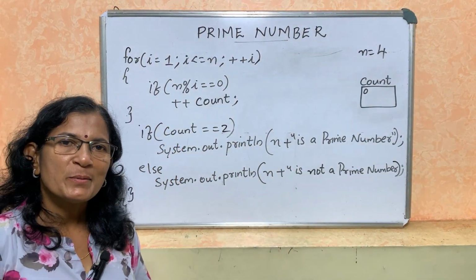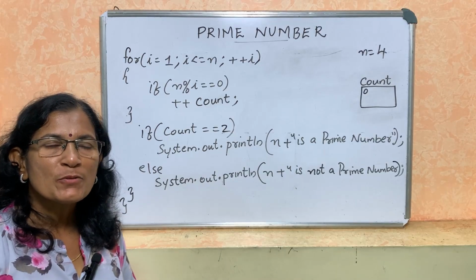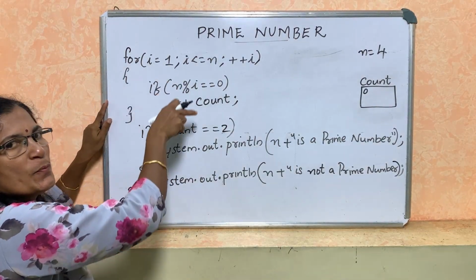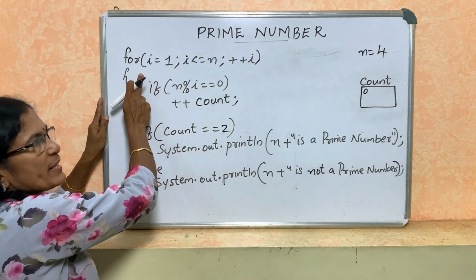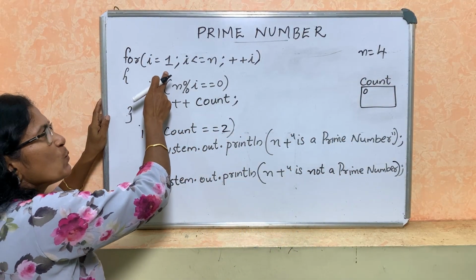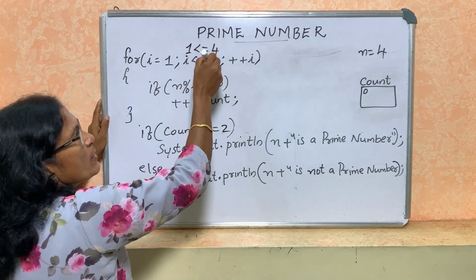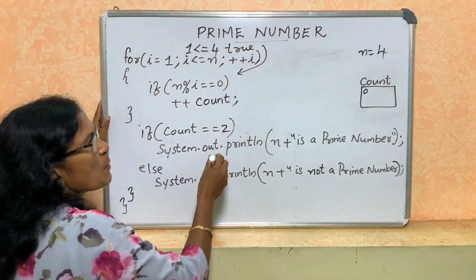Now let's take one more example. Say the value of n is equal to 4. Let's see how this for loop functions with the value of n as 4. The loop index variable i starts with the value 1. The test expression is evaluated: 1 less than or equal to 4. It is evaluated to true. So control enters into the for loop's body.